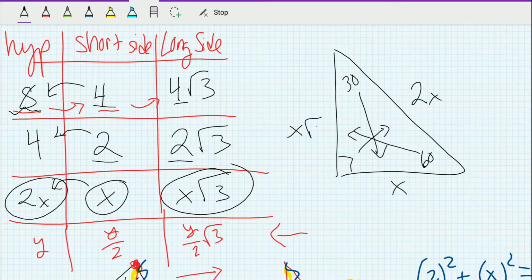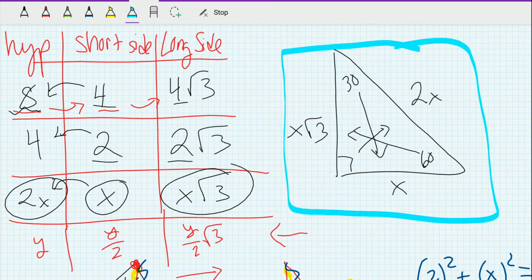X square root of 3. Right, so this right here is what you would be seeing in a bunch of textbooks and work. It's basically just giving you the pattern that you already know, or that you hopefully understand, right? That it's coming from an equilateral triangle. This is the equilateral side, right?